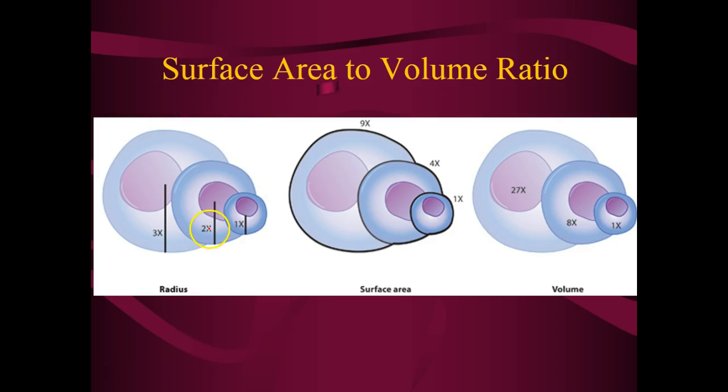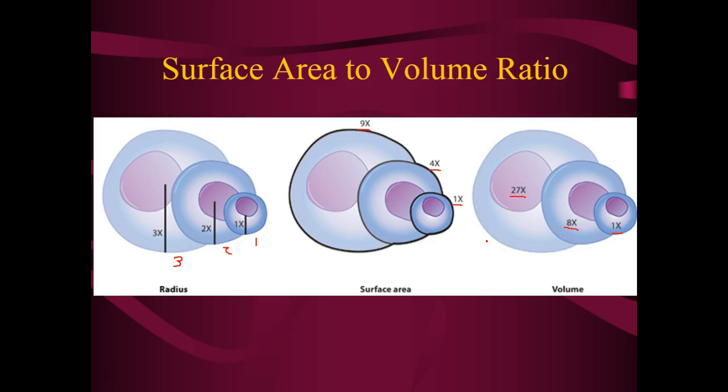Here's another way to look at it. If we look at a radius, and I have 3 different sizes, maybe we have the first cell, the second cell, and the third cell. The first cell has a radius of 1x, so this could be a variable. Let's just say it's 1, this one is 2, and this one is 3. If we compare these 3 different size cells, our surface area increases from 1 to 4 to 9. That's not a very big jump in our surface area. Our volume, however, increases from 1 to 8 to 27.